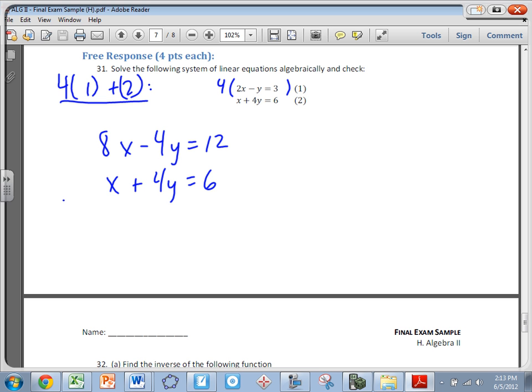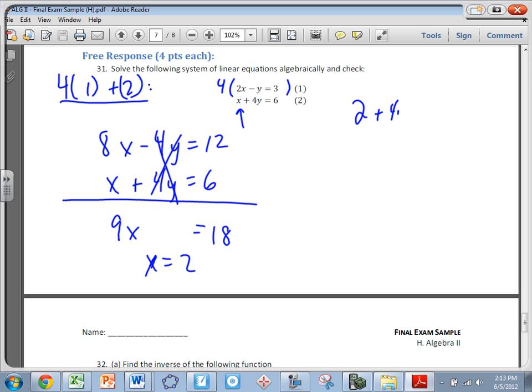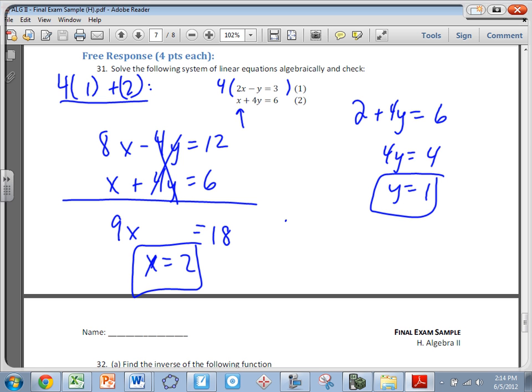Adding down now, take a look. You end up with 18 equals, these drop off, they cancel. You're going to get 9x, thus x equals 2. Well, if x equals 2, I can take that and plug it in either equation. I would probably plug it in here. Or here, actually. It doesn't matter, either one. So I'm going to plug in the second one, let's say. So I got 2 plus 4y equals 6. Subtract 2 from both sides, you get 4y equals 4, thus y equals 1. So my answer as a coordinate is 2, 1.